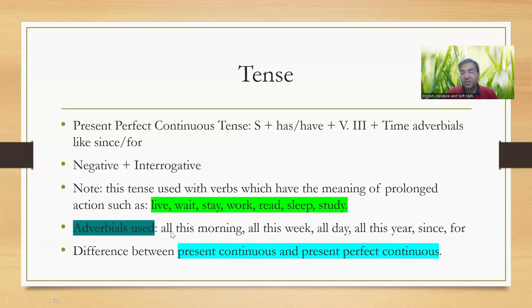Adverbials used in this tense are all this morning, all this week, all day, all this year, since, for. I have already told you the difference between present continuous and present perfect. So this is all about the present tense, the four parts of the present tense. It's the most important tense, used in 80-90% of sentences.